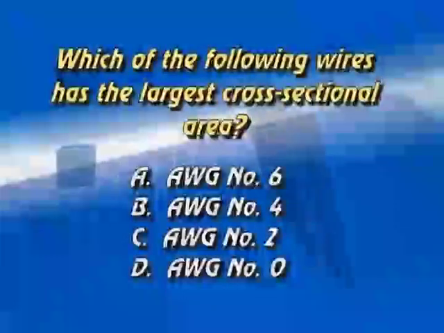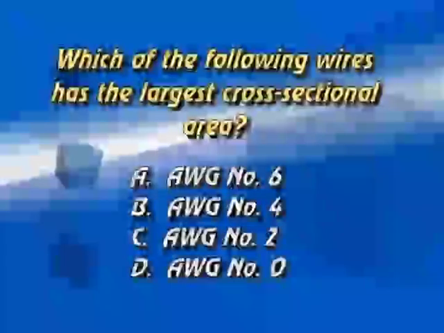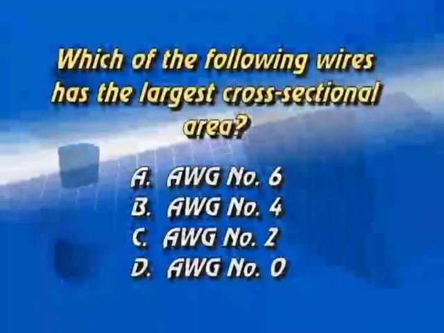Number 8. Which of the following wires has the largest cross-sectional area? Now, while it would seem that as the numbers got smaller, the wires got smaller, it's the exact reverse. So actually, your number 0 wire is the biggest, number 2 wire is slightly smaller, and of these 4 sizes, the number 6 is the smallest wire. The answer would obviously be D, circle D.